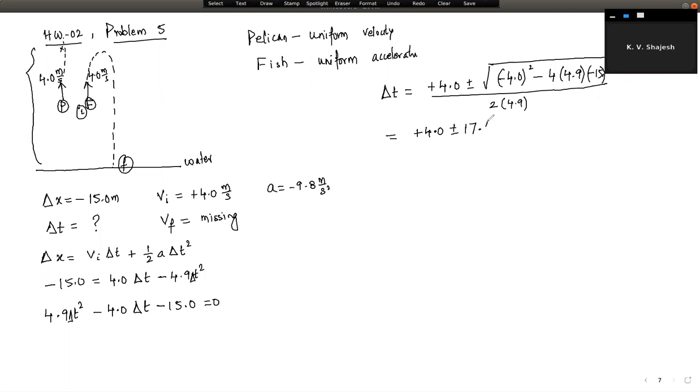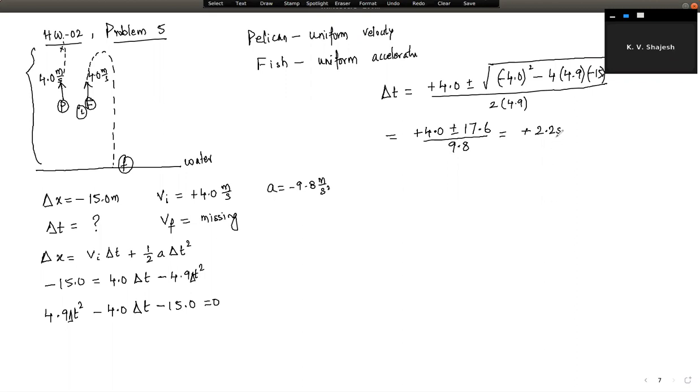We need only 2 digits, but write the third significant digit in the intermediate steps. That's 9.8. Again, it is the future time that is going to be relevant. The negative time is not what is asked for. So it's 4 plus 17.6 divided by 9.8. That's 2.2 seconds. It's plus 2.2 seconds. The second solution will be negative, which is not relevant for this.